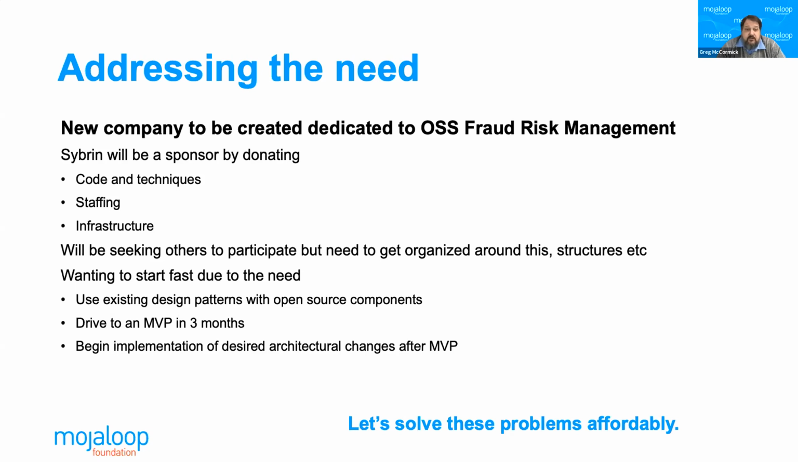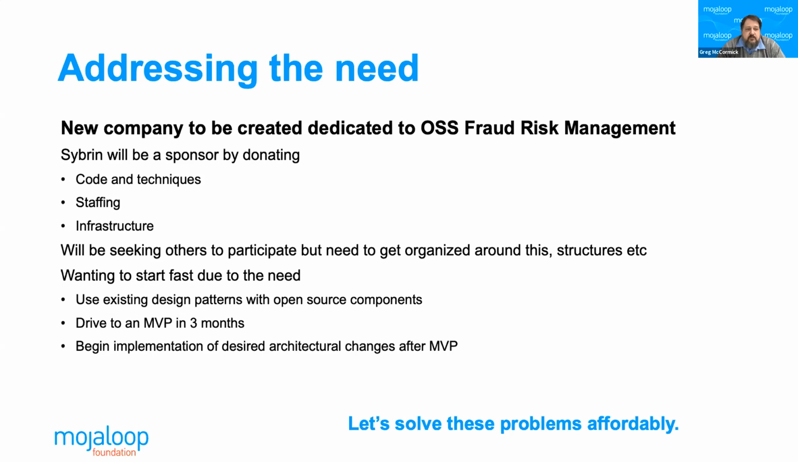So what is Cybrn doing to address the need? We're going to create a company that is focused on building an OSS fraud risk management solution. Cybrn is going to sponsor it by donating some of the code and some of the techniques, staffing, and infrastructure capability. We're also going to be seeking, obviously, others to participate, and we need to get organized around this. I only just got the final approval on how to do this two weeks ago, so we're still moving pretty quickly. We want to get started fast because there's a need.